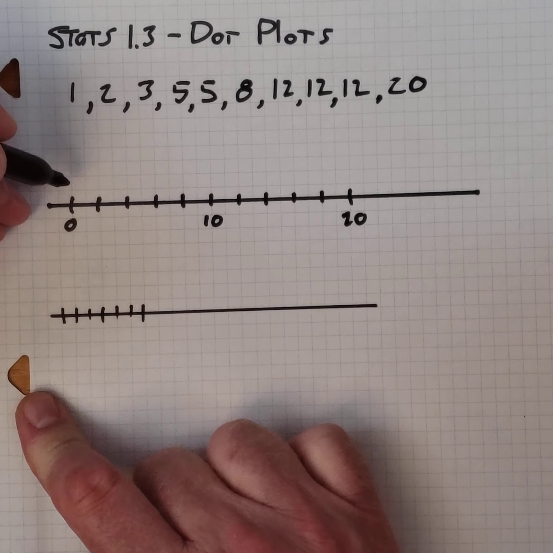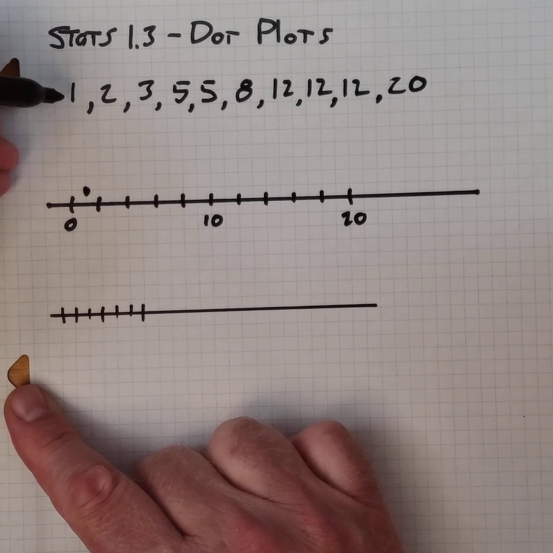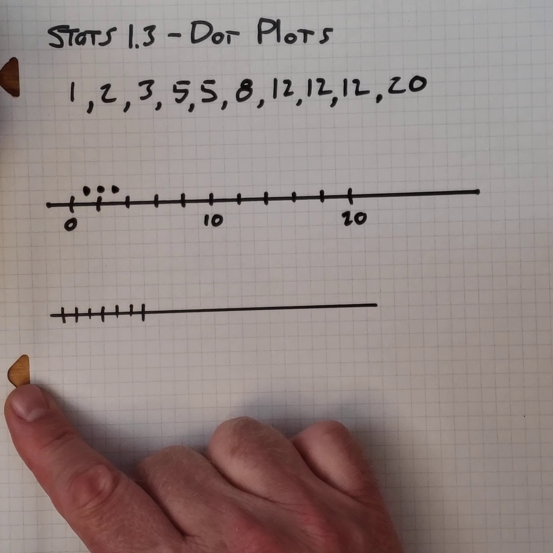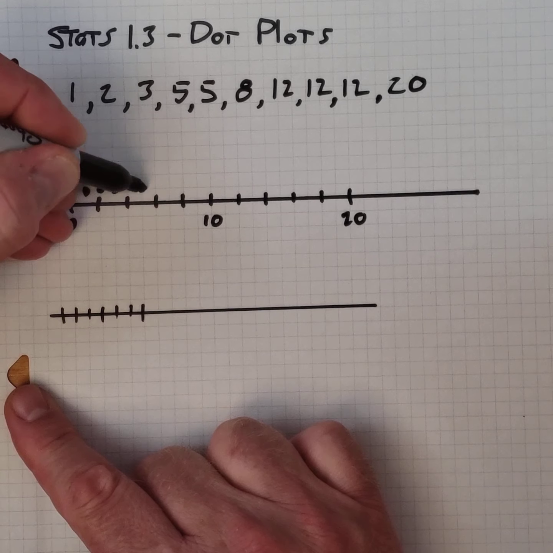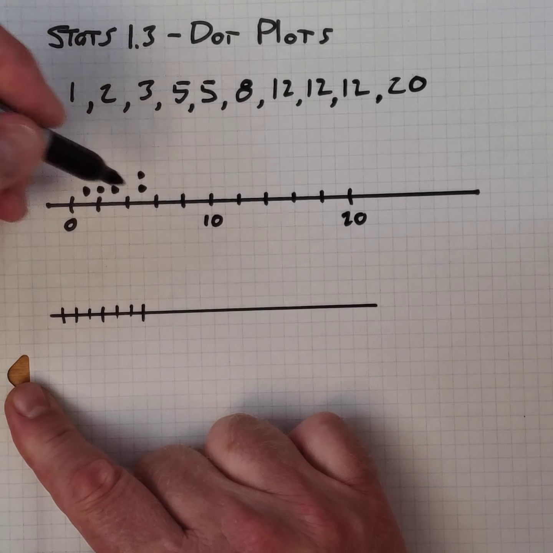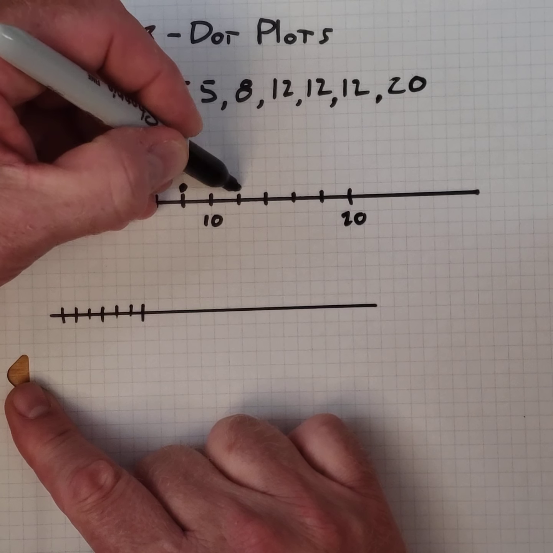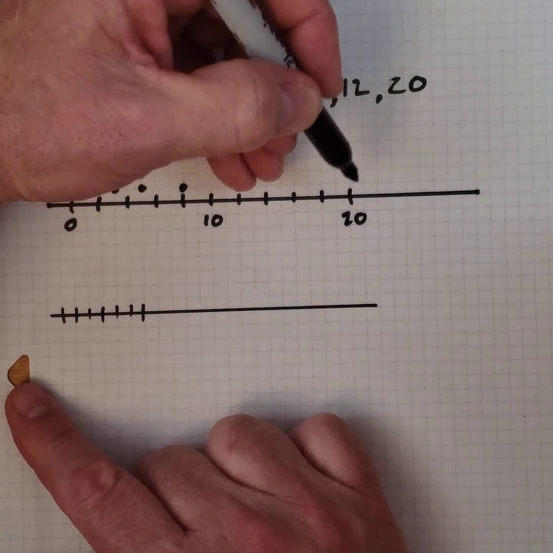We can then just go ahead and put a dot at each number. So we have a number 1 there, we have a number 2, we have a number 3, and then 5 is here. We have 1, 5, and then another 5. So we're going to stack them up like that if we have multiples. And then 6, 7, 8 here. And then we've got 12, 12, and 12. And then we've got a 20.